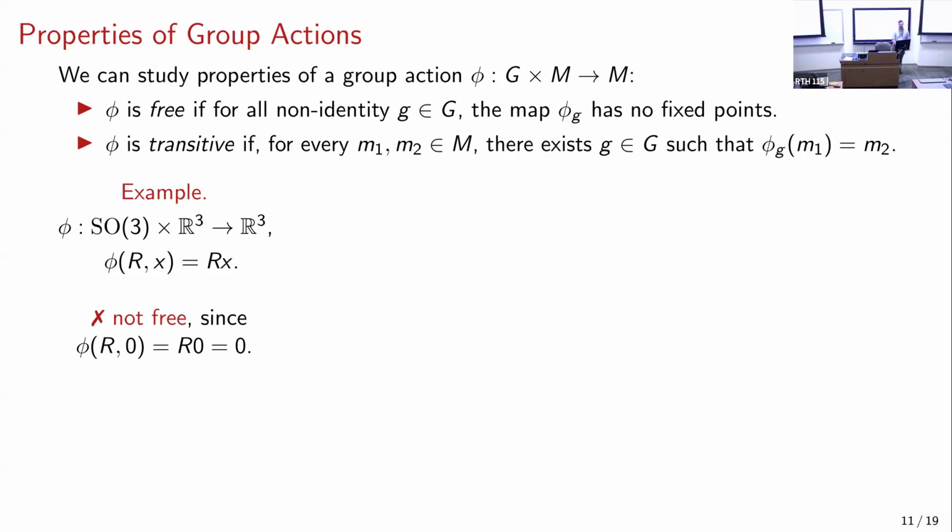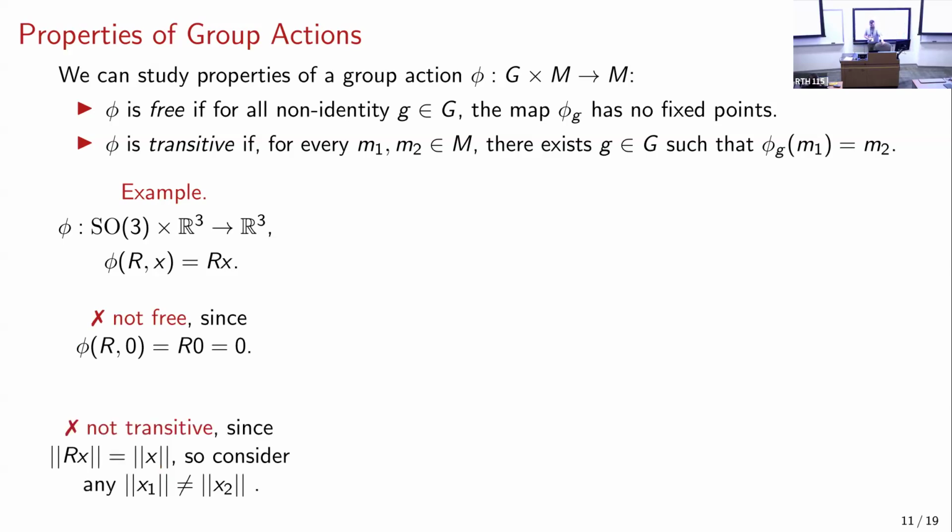The reason I know this is that rotations preserve the origin, right? So no matter what rotation matrix I choose, the origin is always a fixed point of that map, phi R. On the other hand, it's also not transitive because rotations preserve norms. So if I pick some vector x1 with some norm, there's no way I could rotate it to a vector that has a different norm. There's just no way to do that. And so this is not a transitive action. Questions on that? Please.